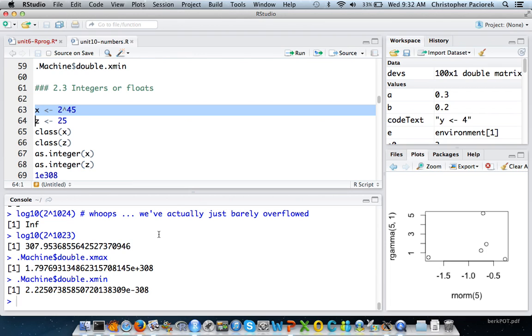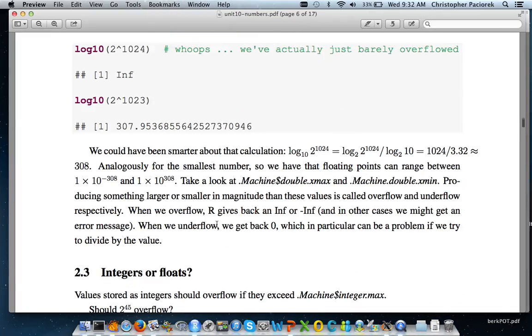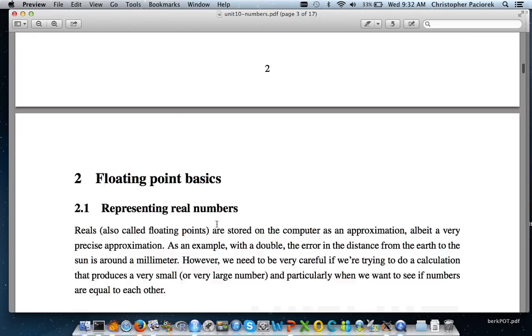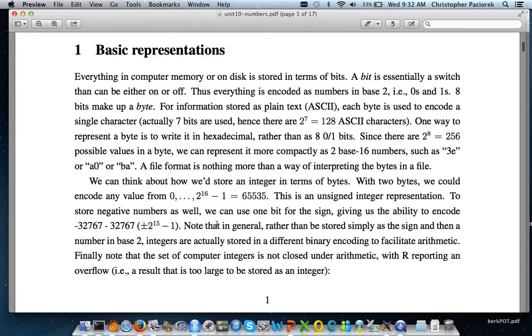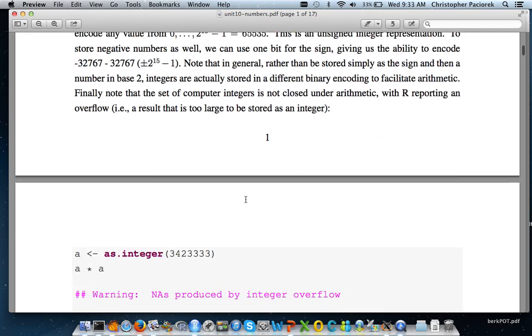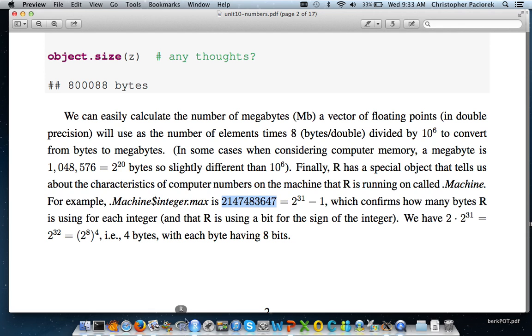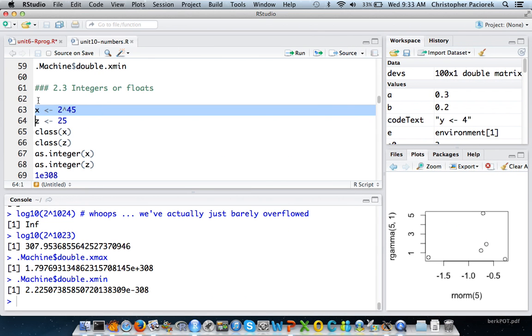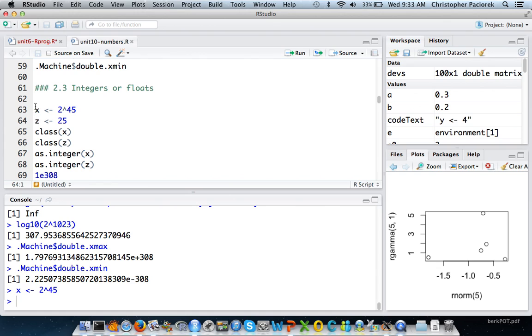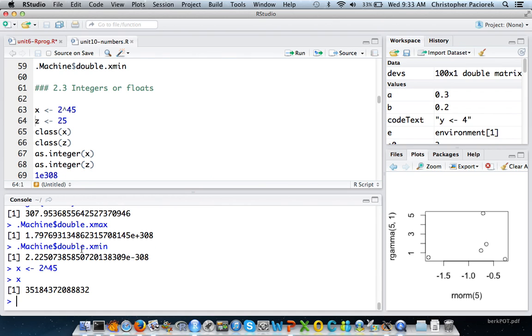Okay, so let's go back to thinking about integers for a moment. We saw at the beginning of the unit last time, we asked how big an integer can we represent, and we said that the maximum integer we could represent in R is this value, 2 to the 31st minus 1. So let's go back and see if that's actually true. I'm going to take x and make it 2 to the 45th. That should be too large to represent, right? 2 to the 45th is obviously bigger than 2 to the 31st. And yet if I type in x, things are fine.